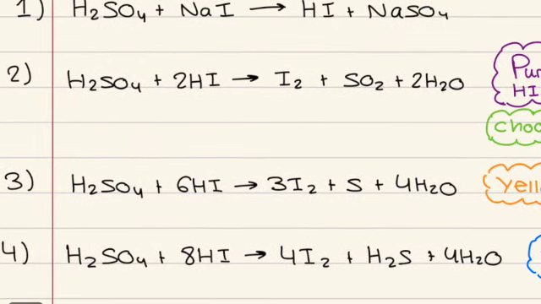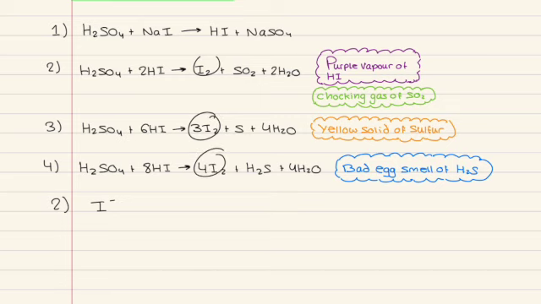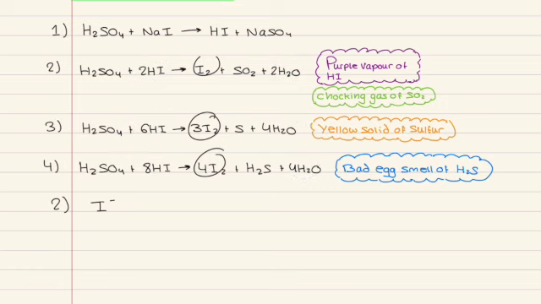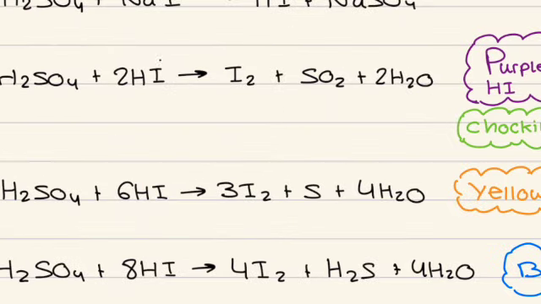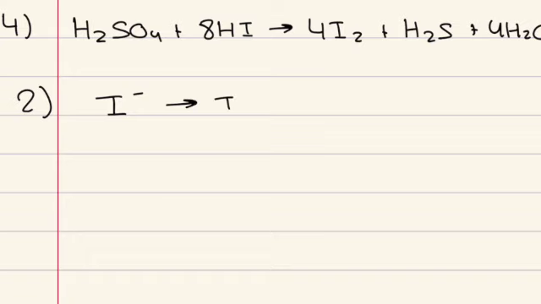What we're going to do is write down the reduction. So we're going to say I minus. Before I do this, in all these reactions we can see we have iodine being produced, we have water being produced, and we have hydrogen iodide reacting with sulfuric acid. So because of this, we know that we have iodide ions turning into iodine. So what we can do, we can say I minus arrow I2 plus e minus.